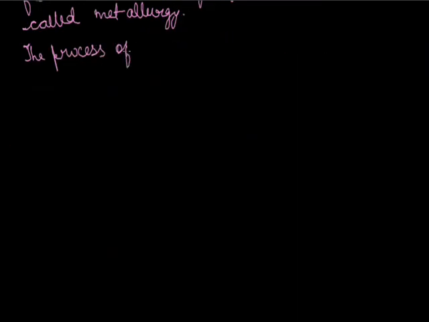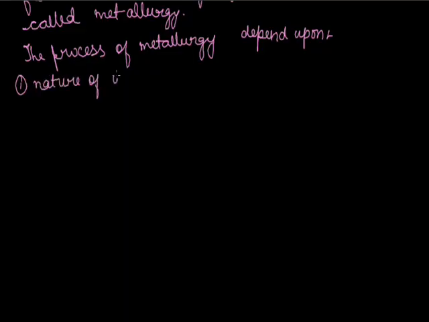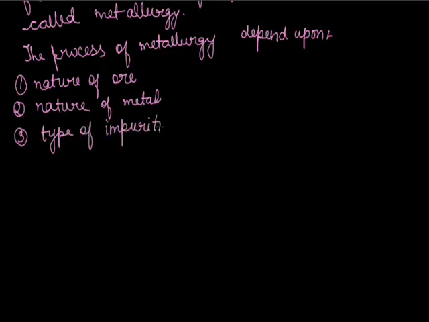The process of metallurgy depends upon the nature of ore, the nature of metal, and third, the type of impurities. There is not a single method for the extraction of all metals. So most of the metals can be extracted by a general procedure which involves the following steps.